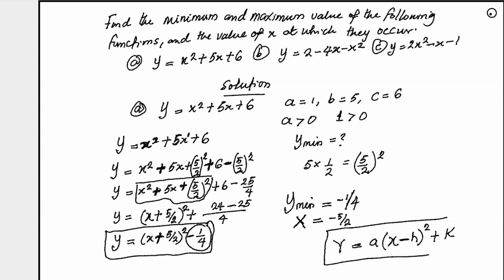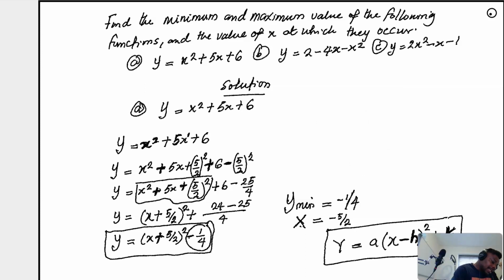Okay, this formula here I will explain. h is the value of x where y is either minimum or maximum. k is my value of y if it is maximum or minimum. So let me explain this so you can understand properly.